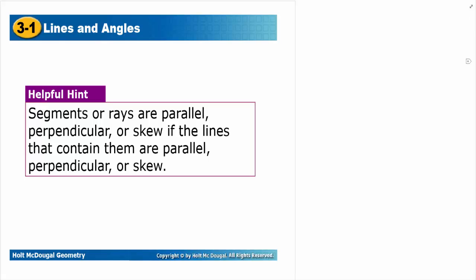Okay. So, helpful hint, again, as we just move forward. Segments or rays are parallel, perpendicular, or skew if the lines that contain them are parallel, perpendicular, or skew. So in other words, we need to make sure we understand what relationship we have, because those are the three concepts we're really talking about: parallel lines, skew lines, or if they do happen to touch, we want to see are they perpendicular or not. These are all our options, so we want to make sure we understand each one of them.